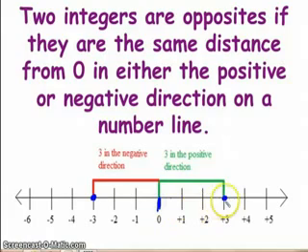0 is right here. Positive 3 is 1, 2, 3 units in the positive direction. And here we have negative 3. It's also 1, 2, 3 units, but in the negative direction. So those two numbers will be called opposites.